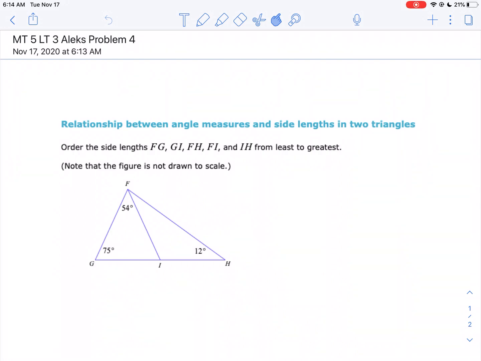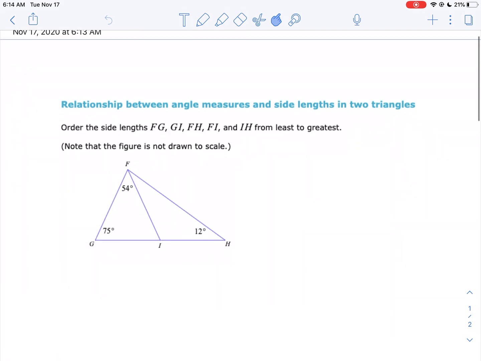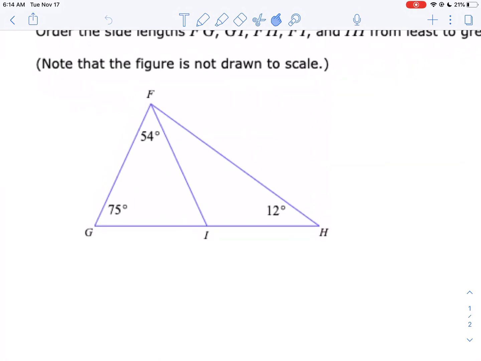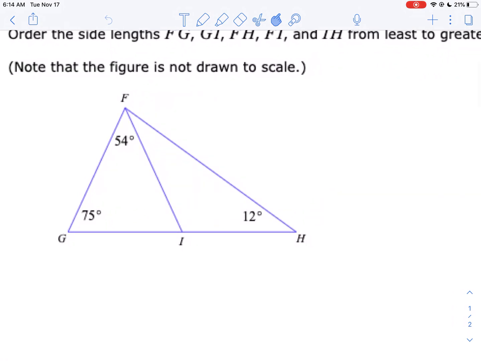Here we see a type of problem that you're going to see on your MT5 LT3 Aleks assignment. It might not be the problem you get, but it's very similar. First thing I want you to do is complete all the angles in this triangle, because you can't compare them unless you know all the angles.